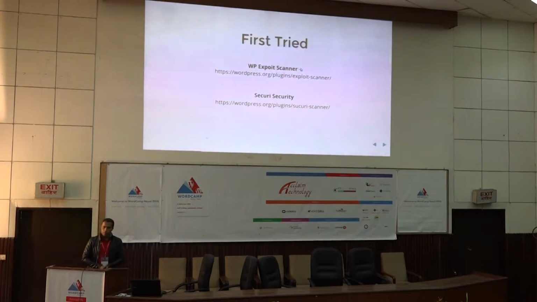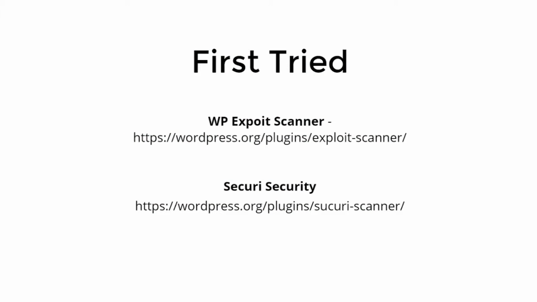I think everybody tries this first: WP Exploit Scanner. It's a very handy plugin. If your WordPress site is getting controlled by a spammer, then this exploit scanner and security plugin, you just install it and try to scan your site. If you are lucky, it might be able to help you. And most of the time it does.